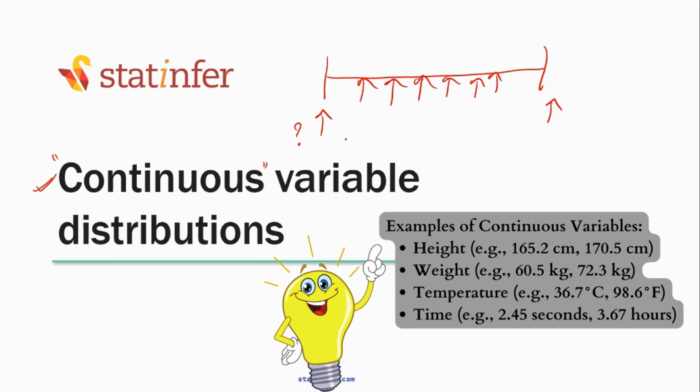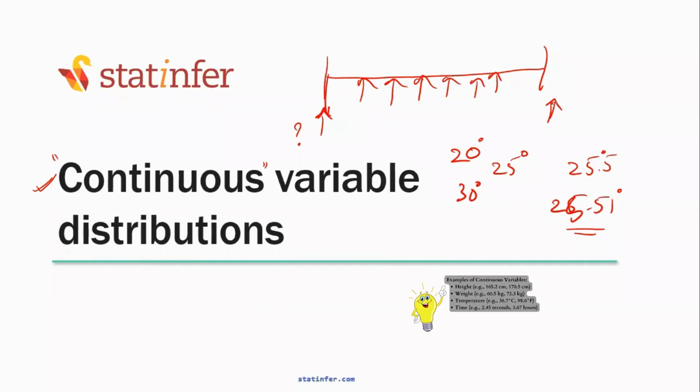Temperature, yes, temperature is a continuous variable. Can temperature be 20 degrees? Yes. Can temperature be 30 degrees? Yes. Can temperature be 25 degrees? Yes. Can temperature be 25.5 degrees? Yes. Can temperature be 25.51 degrees? Yes. A continuous variable takes any value within a given range.